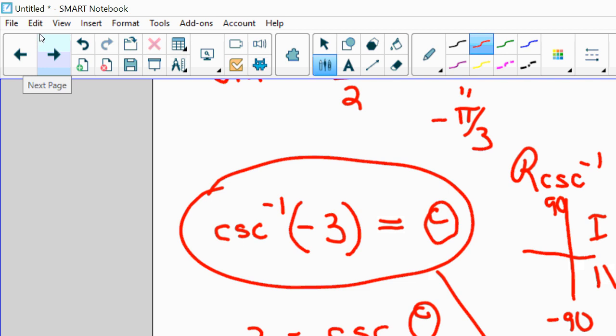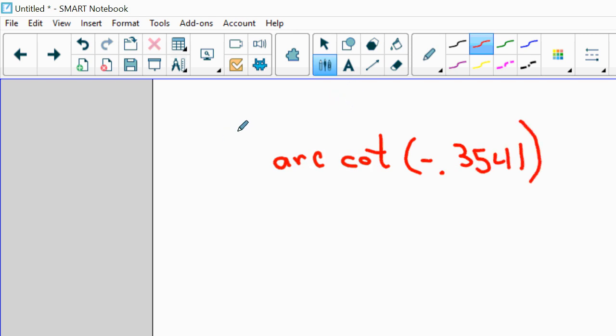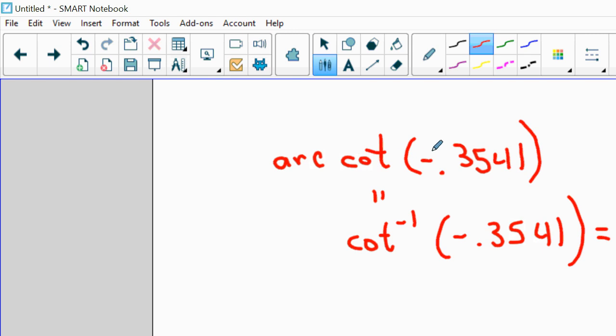So here we go. When somebody gives you arc cotangent of negative 0.3541, which is inverse cotangent of negative 0.3541 equals some angle, this is some number that better be in the range of cotangent, but the range of cotangent is minus infinity to infinity, so we're good there.